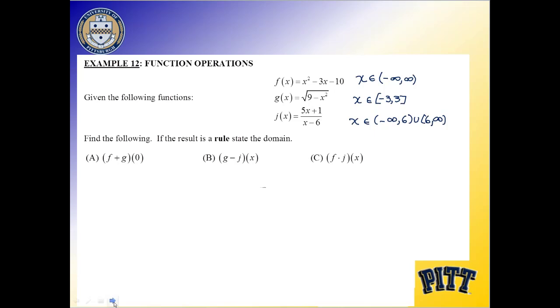Now comes the next part. It says, if the result is a rule, state the domain. So basically it's saying not all of these are going to be a rule, not all of these are going to be some sort of algebraic expression. When I look at these three questions, all of them are going to have a very similar look to them.